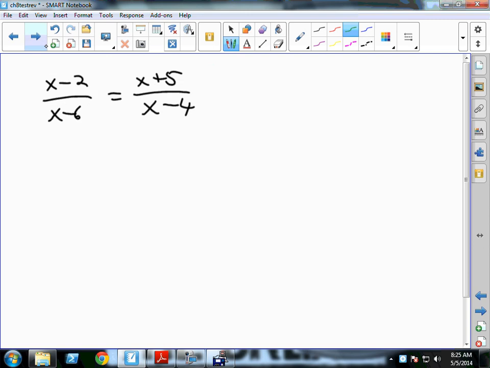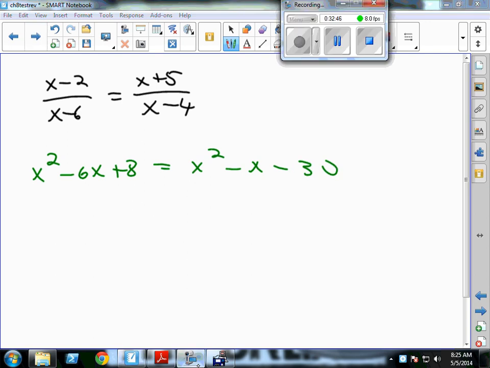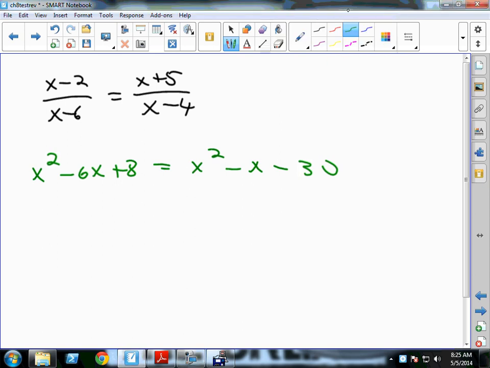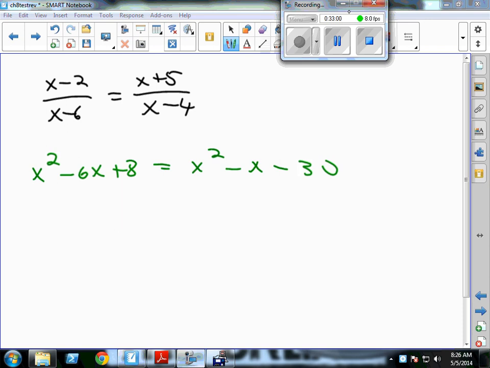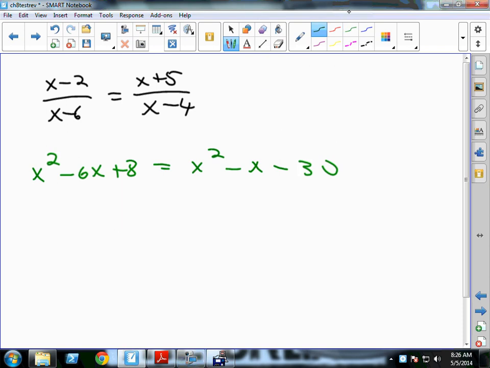Well, we got a few more to get through, so we solve proportions by driving down No Ledge Road. We get x squared minus 6x plus 8 equals x squared minus x minus 30. So, hey, wait a minute. We've got the same thing on both sides of the equation. What can we do? Can't we cancel the x squareds? Don't they go bye-bye?